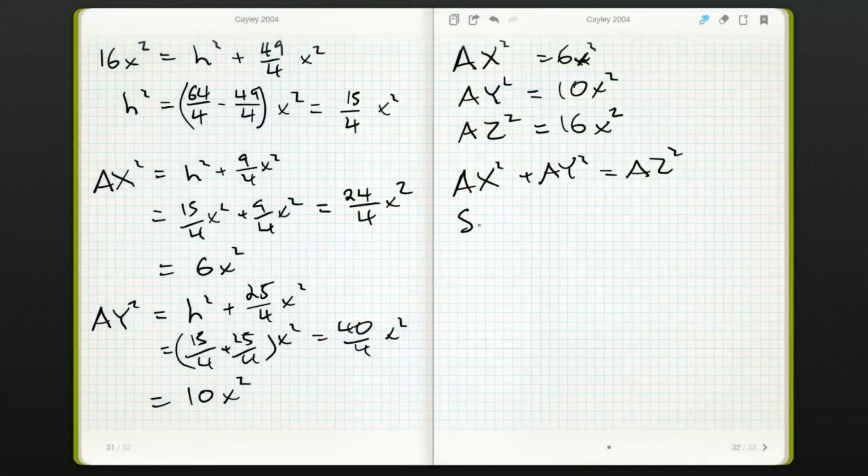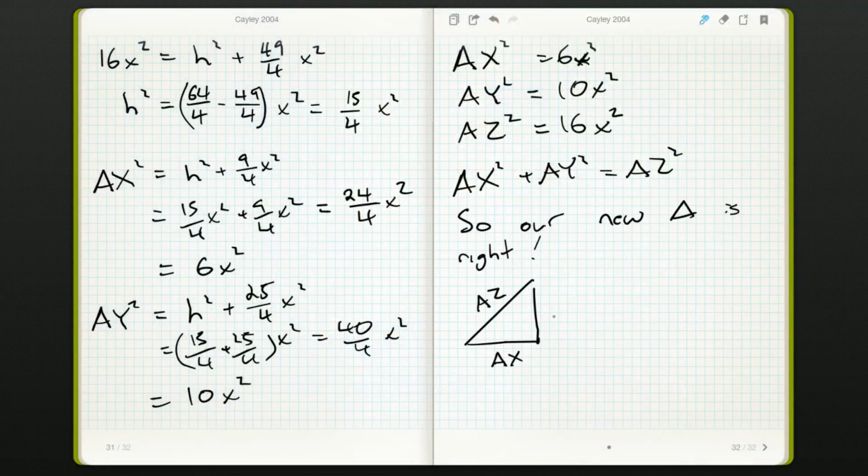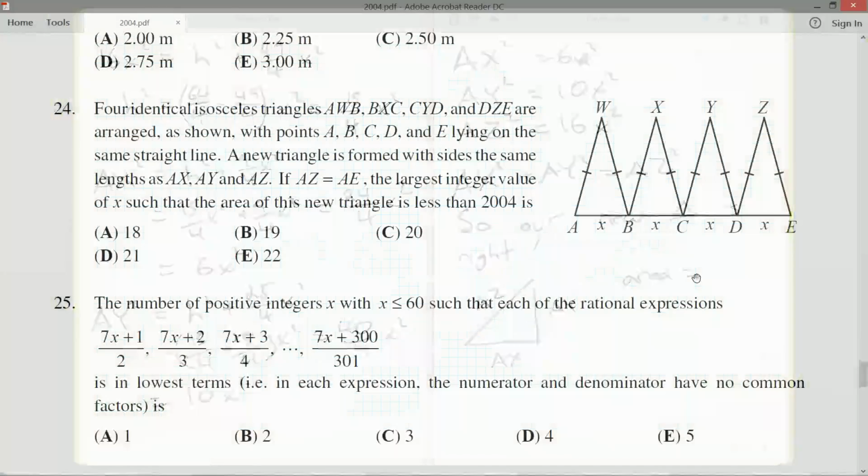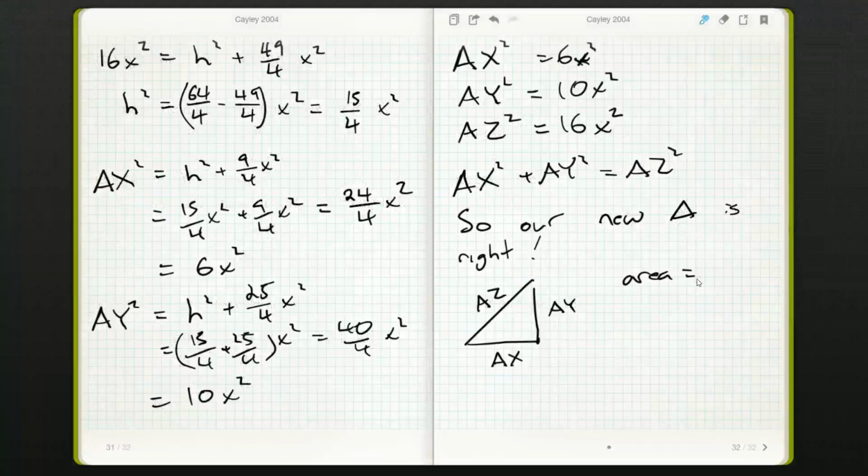Okay, so our new triangle is a right triangle. We get AZ over here, we get AX over here, and AY over here. The area of this new triangle, which we want to be less, right? Less or less than or equal. No, just less than 2004. So that's going to be AX times AY all over 2. Base times height all over 2.